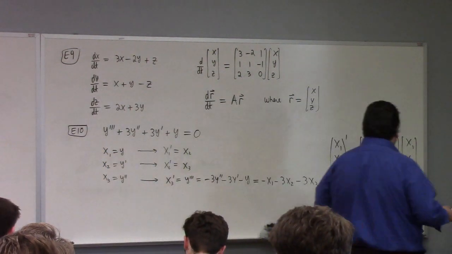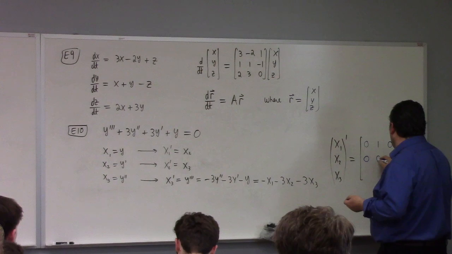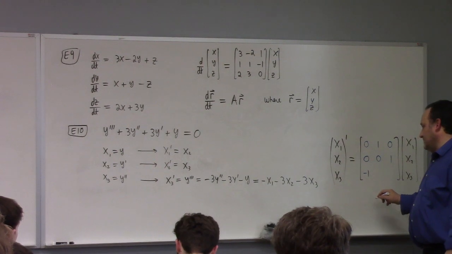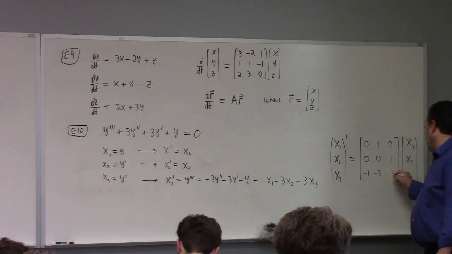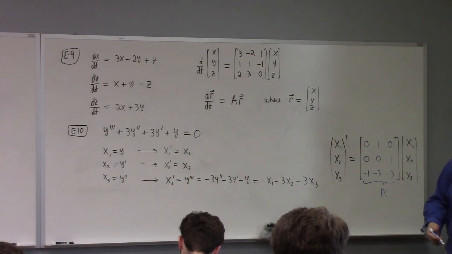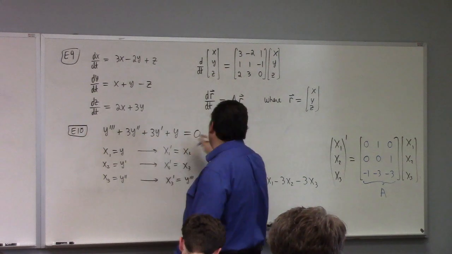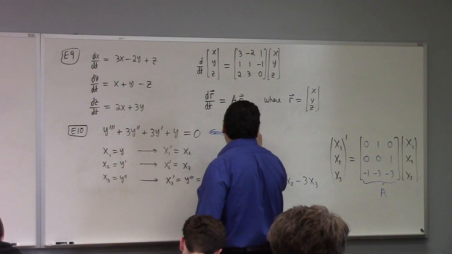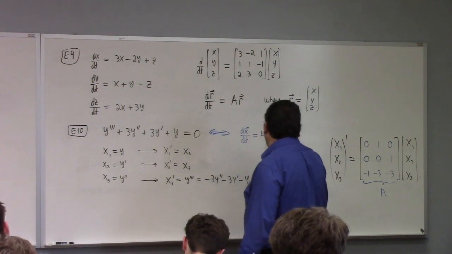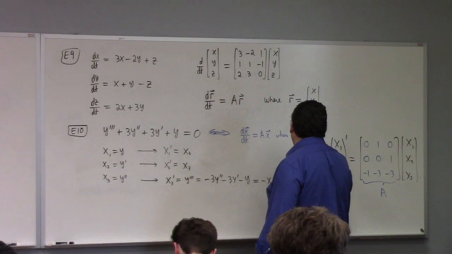What we got? 0, 1, 0. We have a winner. Next up, 0, 0, 1. Next. Negative 1. Negative 3. Negative 3. There you go. So this is the matrix of coefficients for the system. And so this third order differential equation is equivalent to dx vector dt equals Ax, where x vector is x1, x2, x3, as we've just defined.